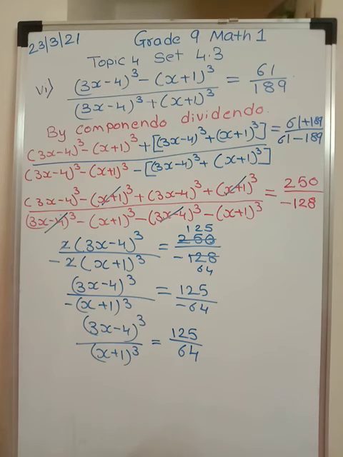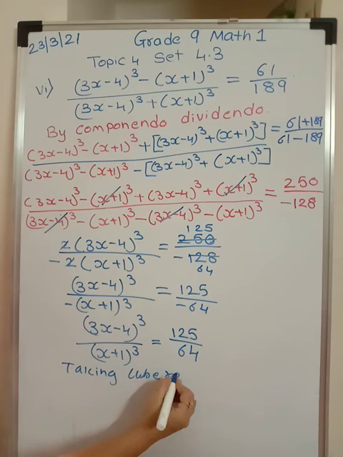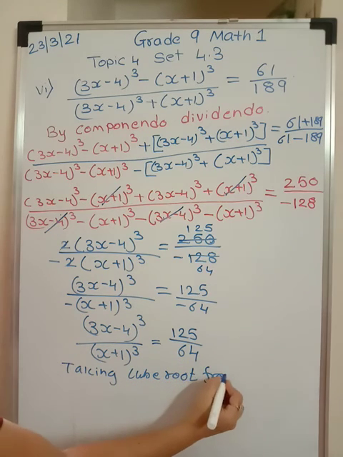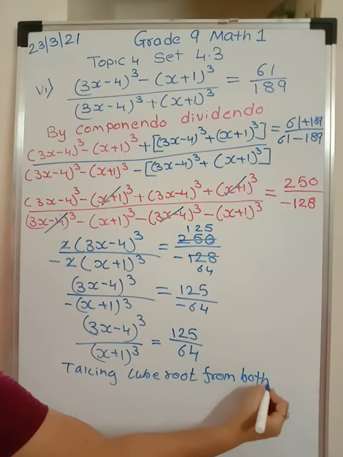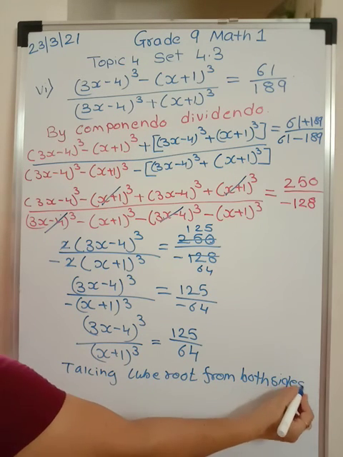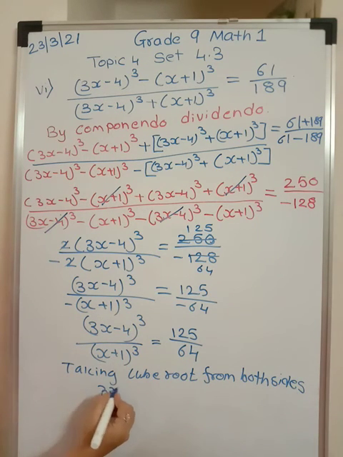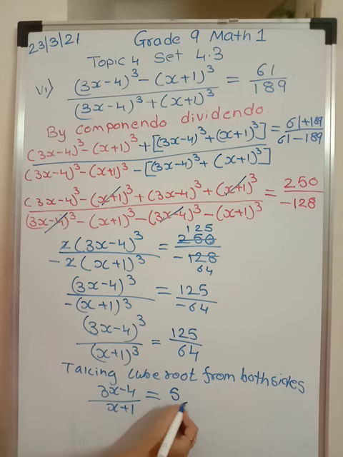Now I am going to take cube root, so taking cube root from both sides. What will I get? 3x minus 4 upon x plus 1. Cube root of 125 is nothing but 5, and cube root of 64 is 4. Up till here, is it clear?